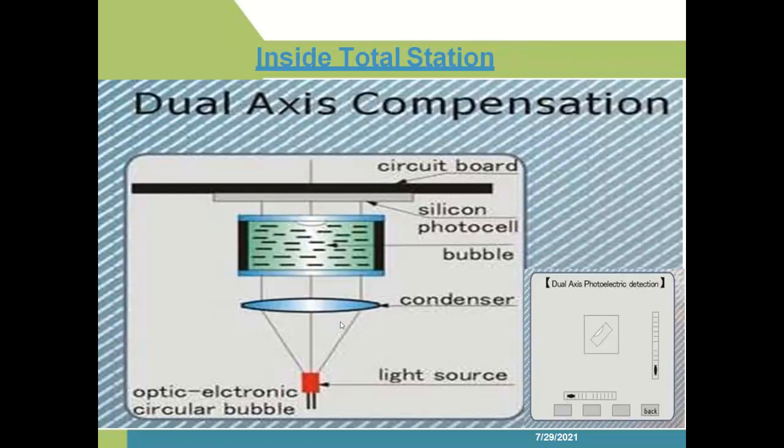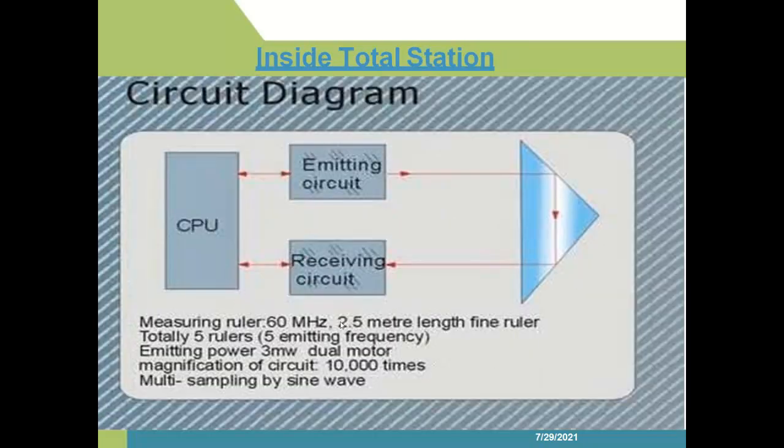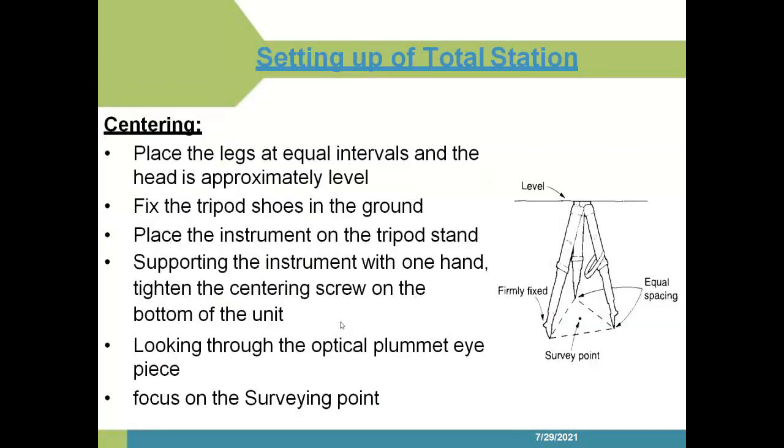Inside the total station, this is the basic circuit diagram. In that, we have the emitting circuit and the receiving circuit. From the emitting circuit we send the pulse, and it is reflected by the prism. After that, it comes to the receiving unit. Everything is stored in the CPU because the onboard software is also inside the total station.